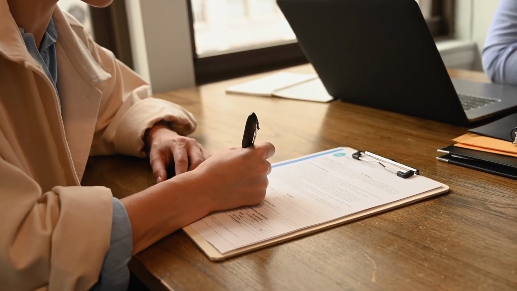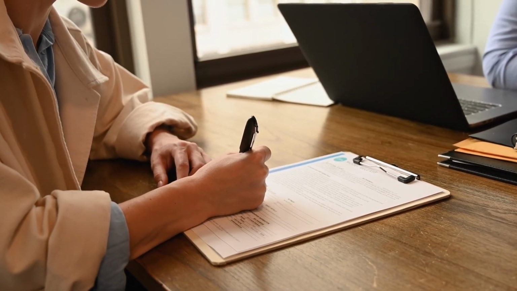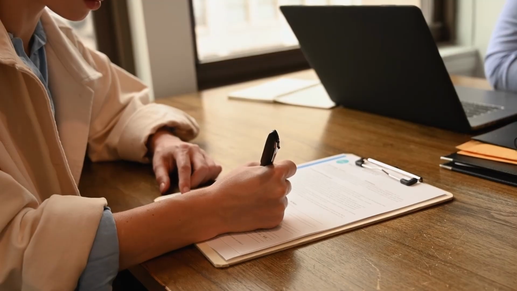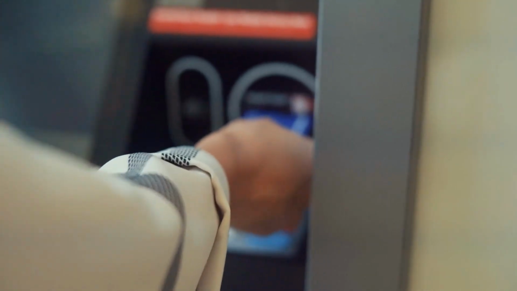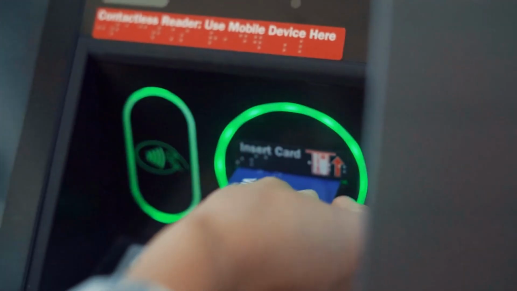I show my ID card and fill out some forms. I want to deposit some money into my savings. I also need to withdraw some cash for shopping.